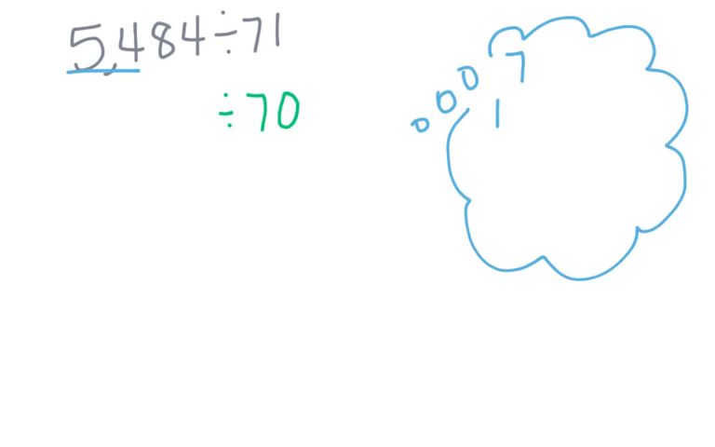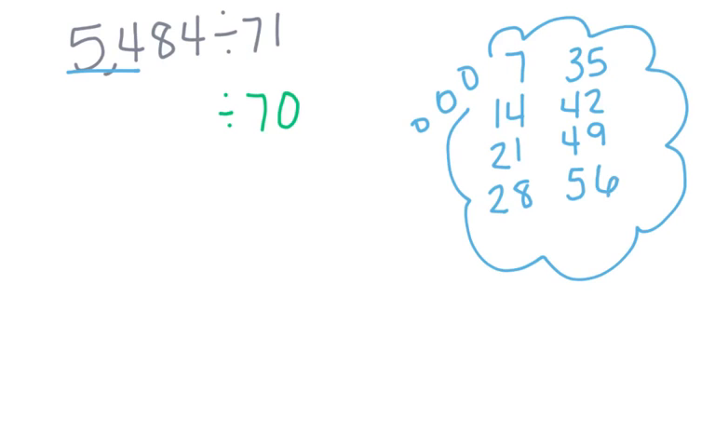I've got 7, 14, 21, 28, 35, 42, 49, and 56. 56 is really close to 54. So I'm going to go ahead and say that I'm going to change that to 56 and change those guys into zeros because 5,400 is close to 5,600.